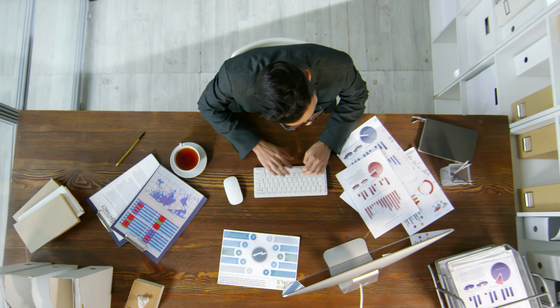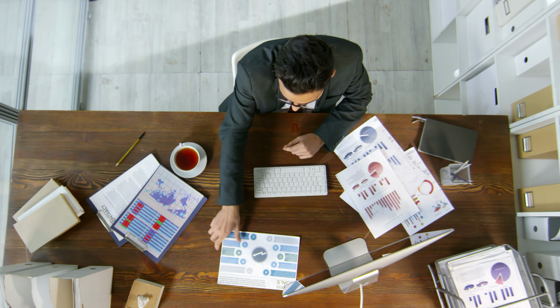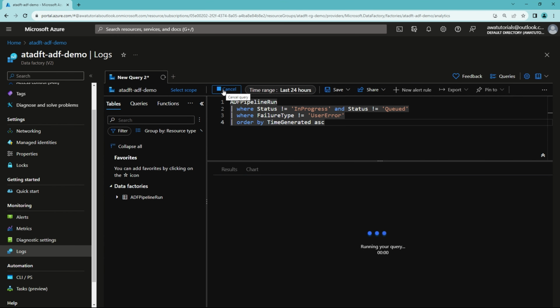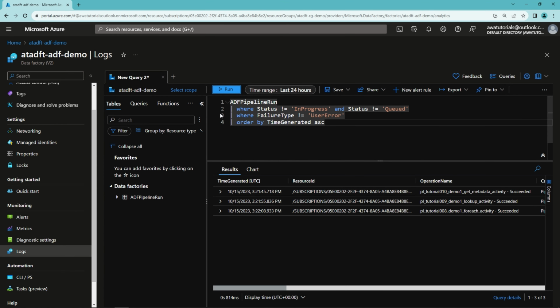KQL excels at handling large amounts of structured and semi-structured data, and it is particularly useful in Azure Data Explorer, where it enables fast and interactive data analysis. Luckily, this language is quite simple to learn, and Azure data engineers and other Azure professionals should at least learn the basics of KQL.